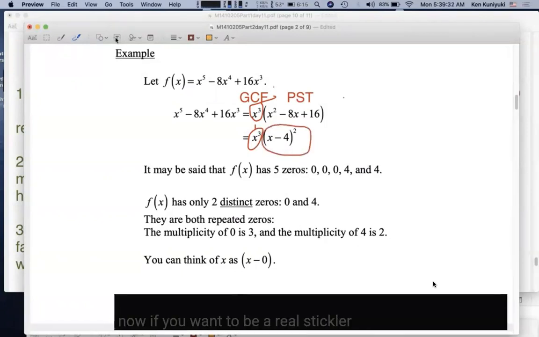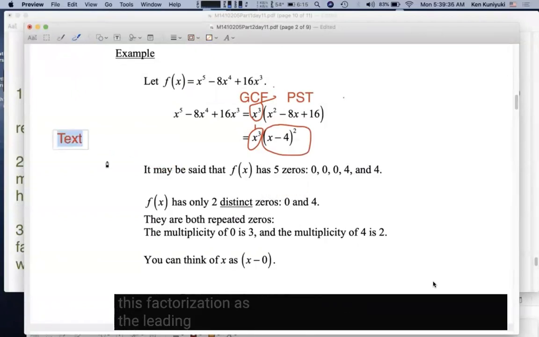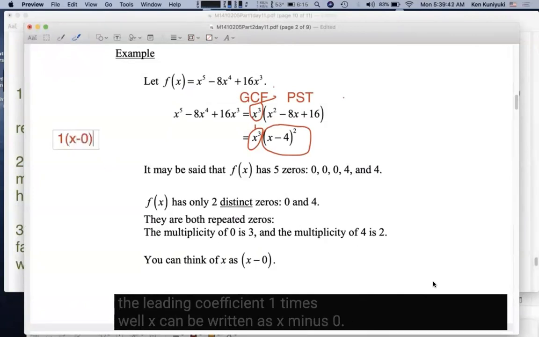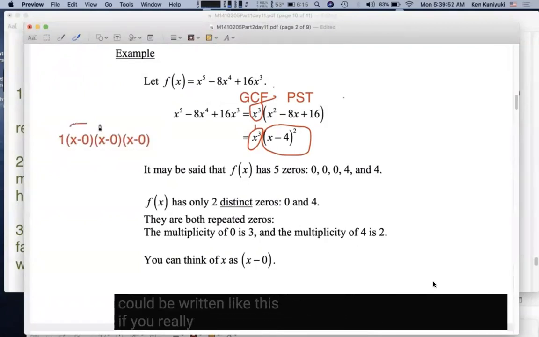Now, if you want to be a real stickler and stick to the form, you could write this factorization as the leading coefficient 1 times, well, x can be written as x minus 0. Since the x is cubed, we could write that 3 times. We have x minus 0, and then do 2 more copies. So x cubed could be written like this if you really wanted to fit the form precisely.